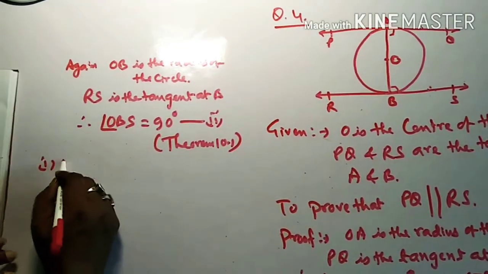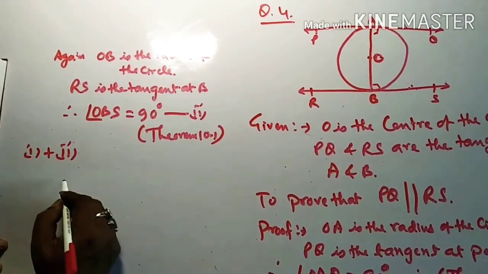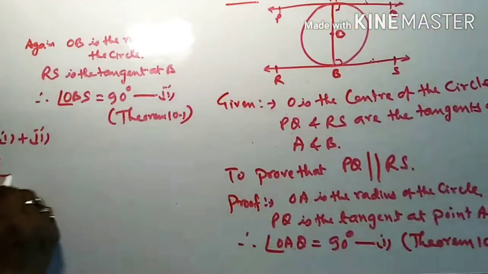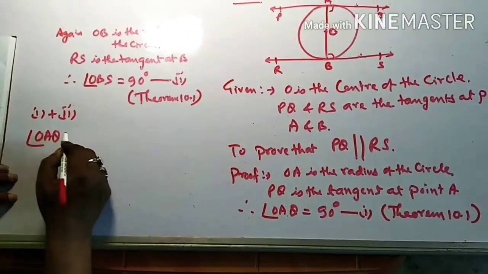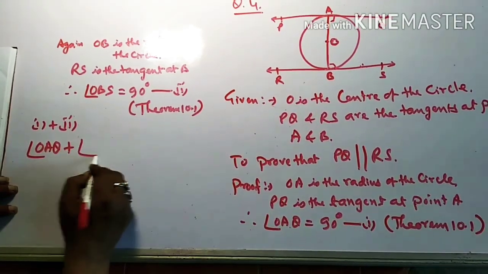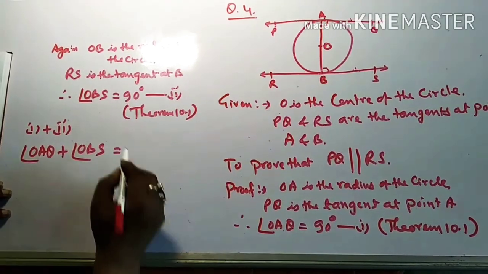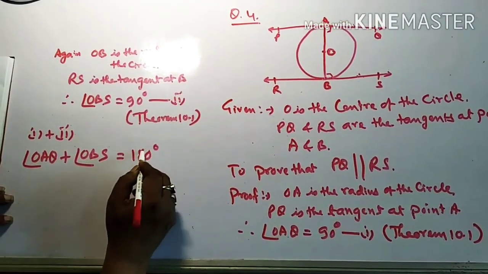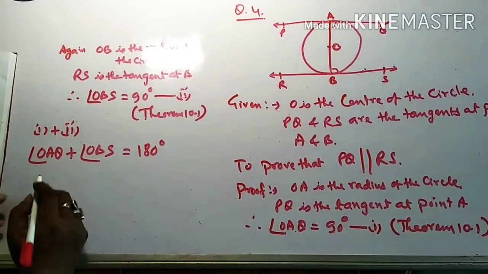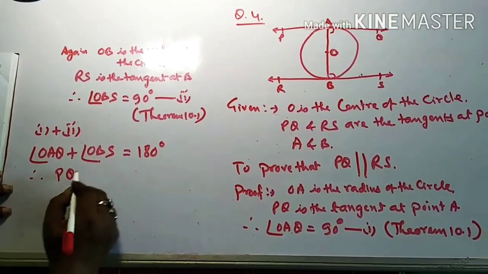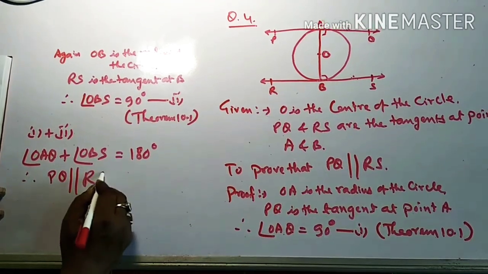Now adding 1 plus 2, angle OAQ plus angle OBS is equal to 90 plus 90, 180 degree. So therefore I can say PQ is parallel to RS.